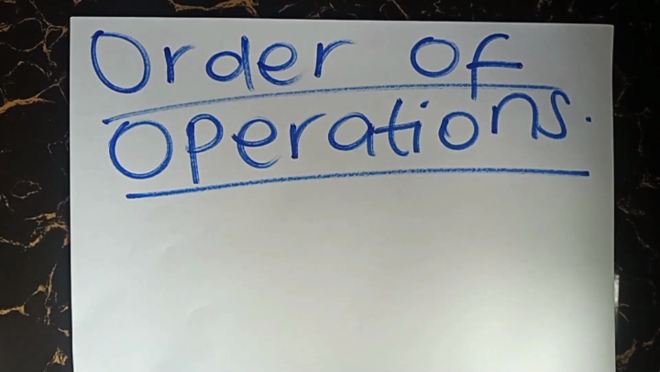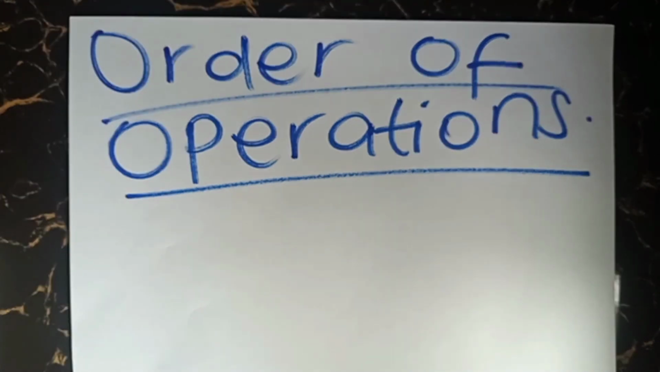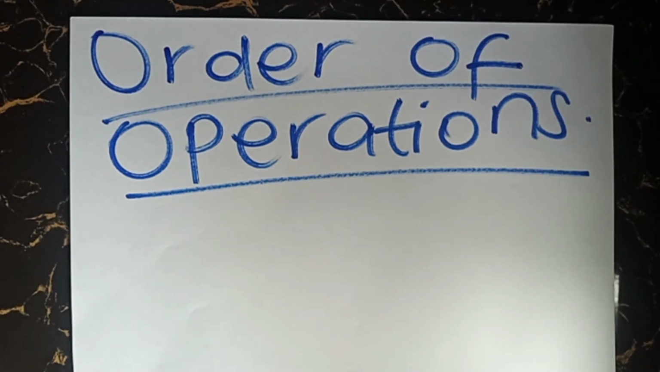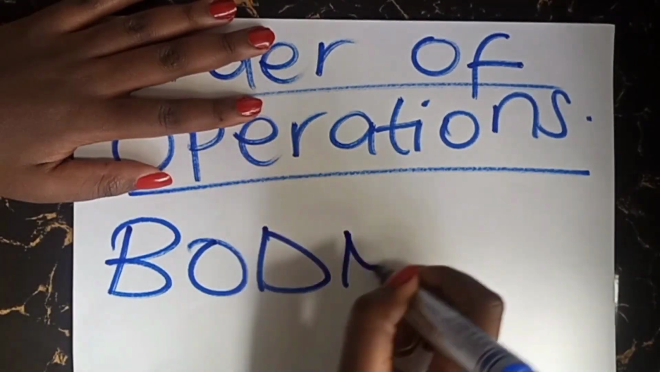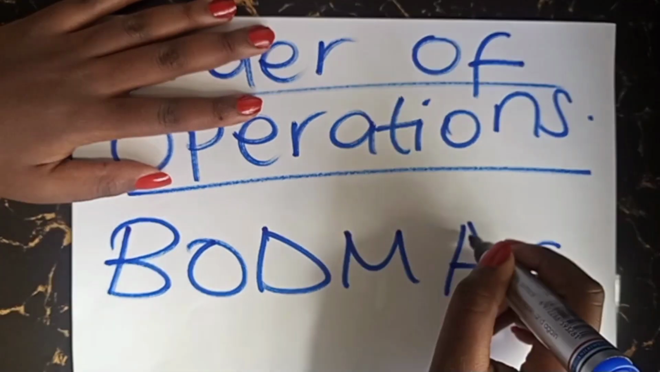So far we've gone through the operations we have in math: addition, subtraction, multiplication, and division. So what happens when we have all these operations in a question? We use something called BODMAS.